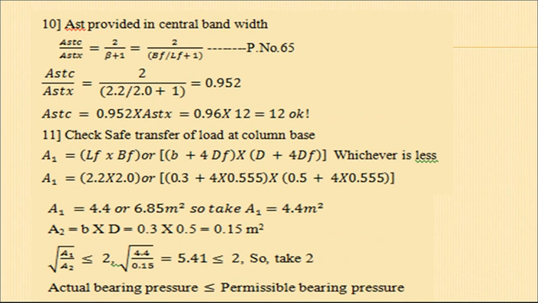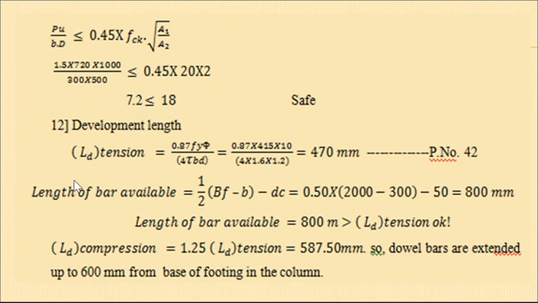Then we can check this AST in the central bandwidth, then check safe transfer of load from the column base. Repeat the same procedure, and last, which is very important, the actual bearing pressure should be less than or equal to the permissible bearing pressure. Now this PU by BD should be less than or equal to 0.45 FCK into under root of A1 by A2, which is 2. So it is 7.2, permissible is 18, and actual is 7.2, that's why it is safe.